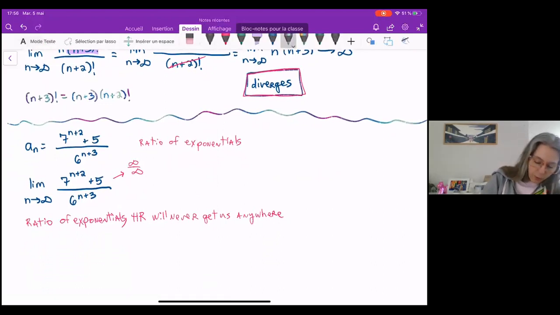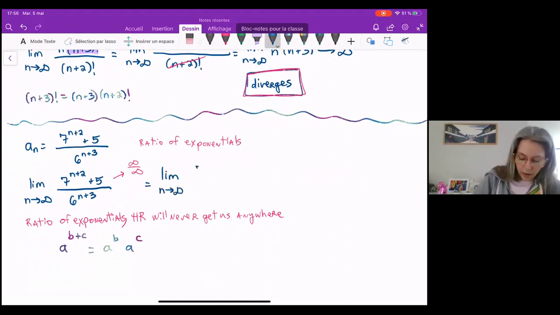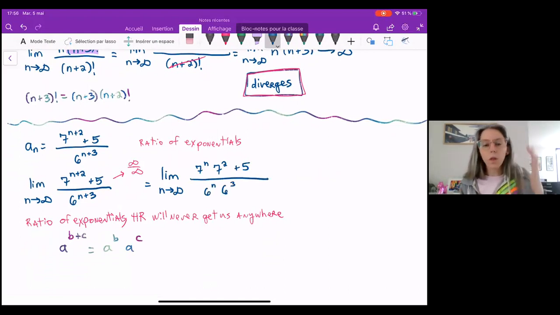So we have an exponent rule that says that a to the b plus c is equal to a to the b times a to the c. I'm going to start off with that one, and I'm going to say that this is equal to the limit as n approaches infinity of 7 to the n times 7 squared plus 5 over 6 to the n times 6 cubed. Now my ultimate goal here is to use these exponent rules to get just one n left over.